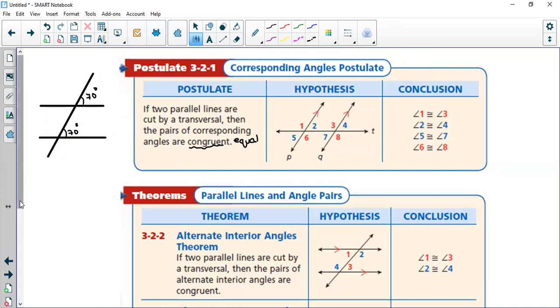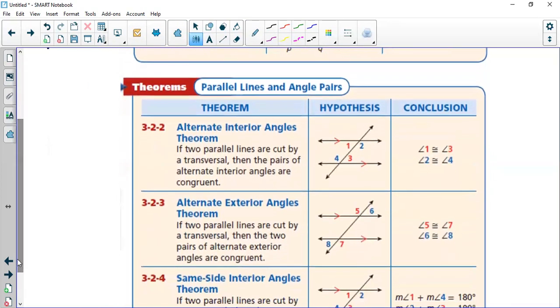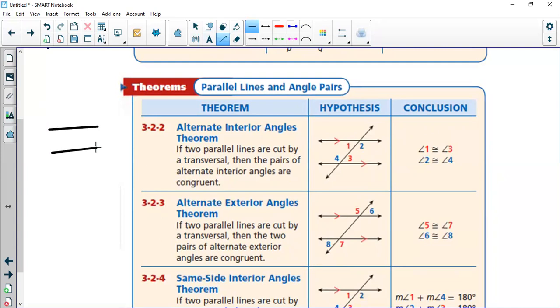Easy. Now let's look at what the theorems say. Now these are three theorems we have. Alternate interior angles theorem. Now if you have understood the postulate, then I think you will have an idea what these theorems say. Alternate interior angles theorem. So again, what they say, if two parallel lines, so let's take a set of parallel lines. These are a pair of parallel lines. If they are cut by a transversal, then the pairs of alternate interior angles are congruent.